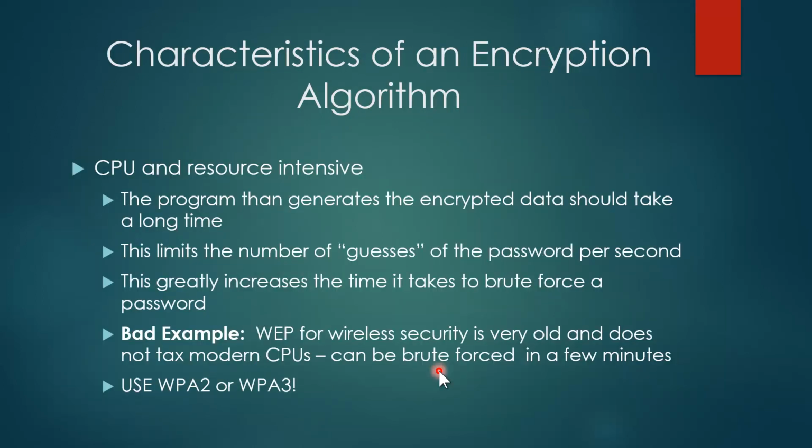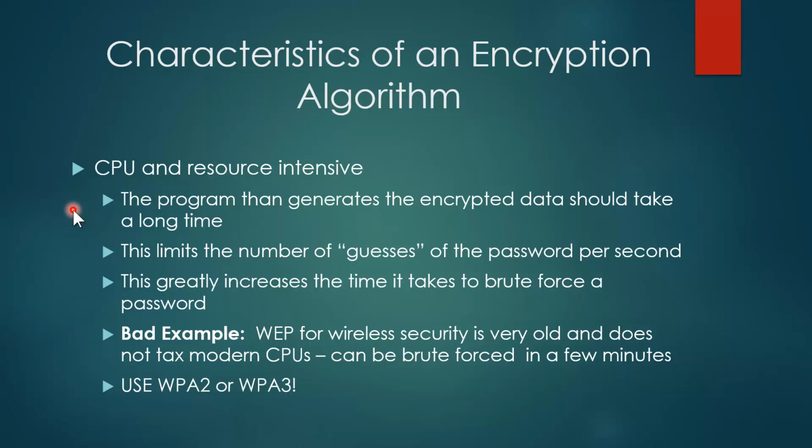So, characteristics of an encryption algorithm. You want it to be CPU and computer resource intensive. If somebody's going to try to brute force your password by trying password combination after password combination, you want it to take a lot of CPU time to take that clear text password and turn it into the encrypted hash that you would then look at to see if it's the same as the password. So the program that generates the encrypted data should take a long time. I mean, not a long wall clock time, but a long time for CPU time.